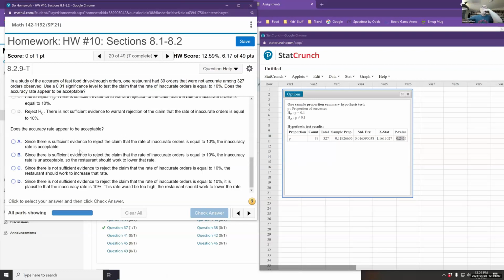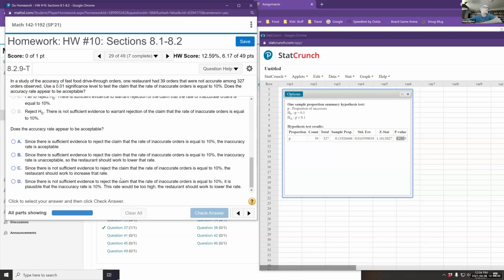Then it does have things that we can eliminate right away. Since there's sufficient evidence to reject the claim, there wasn't. So we can ignore A. Since there's sufficient evidence to reject the claim of the rate is equal to 10%, there wasn't. So it's going to be C or D. And then we just look at what they say after that. Since there's not sufficient evidence, which was the case, to reject the claim that the accuracy is 10%, the restaurant should work to increase that rate.